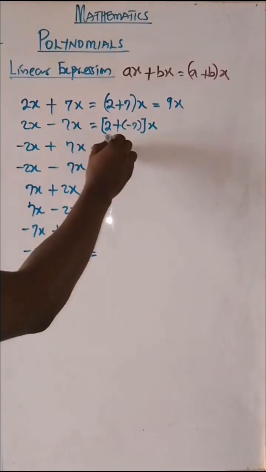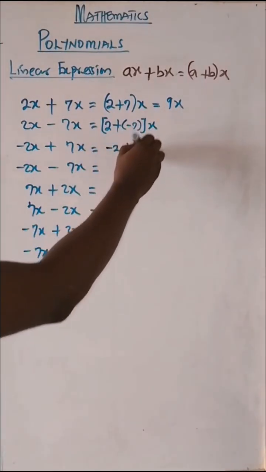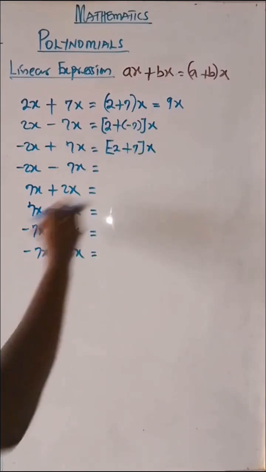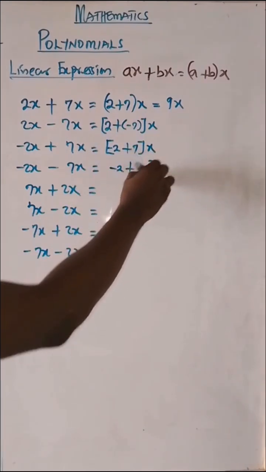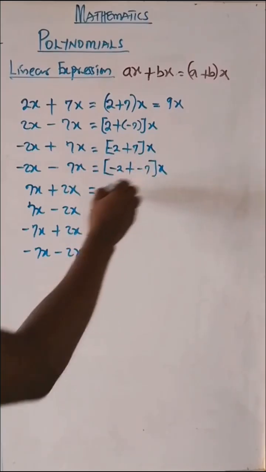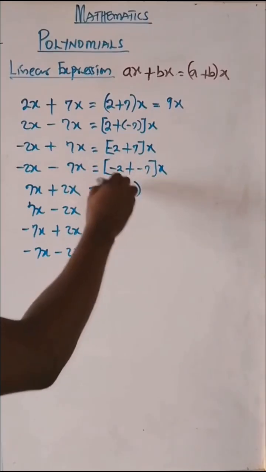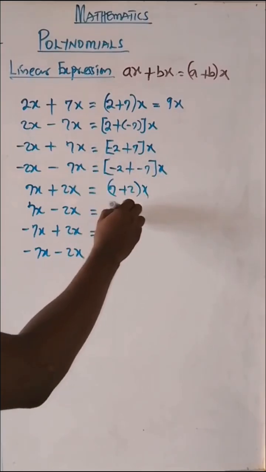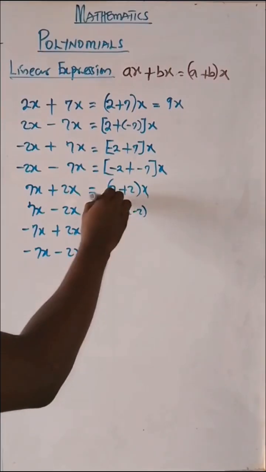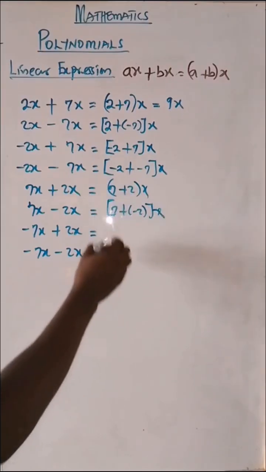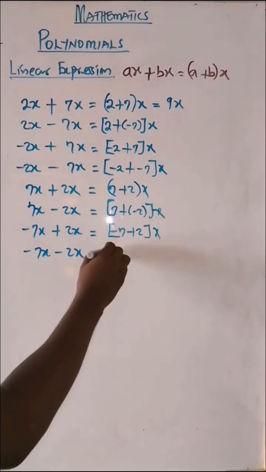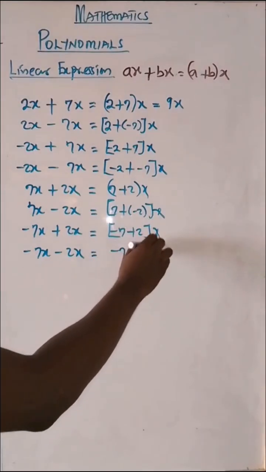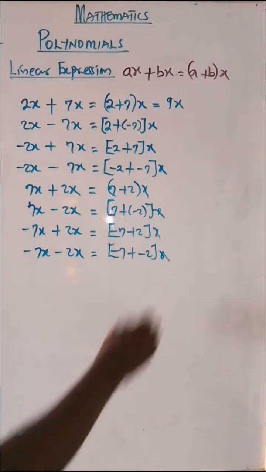For this one, we are adding 2 and minus 7 into x. For here, we are adding minus 2 and 7 into x. For this one, we are adding minus 2 and minus 7 into x. Here, 7 plus 2 into x. 7 plus minus 2 into x. Here we have minus 7 plus 2 into x. Here we have minus 7 plus minus 2 into x.